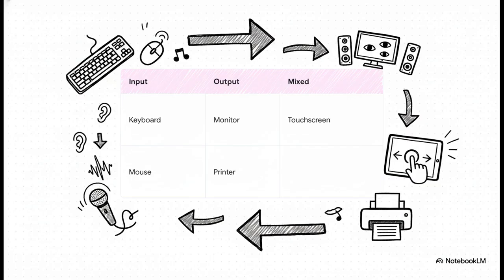Next, we have output devices. This is your monitor or your speakers. This is how the machine expresses itself back to you, translating all that internal invisible data into sights and sounds you can understand. And finally, we have mixed devices. The perfect example is a touchscreen on a tablet or phone. It acts as both input and output simultaneously. You touch it to give commands, and it flashes images back at you.